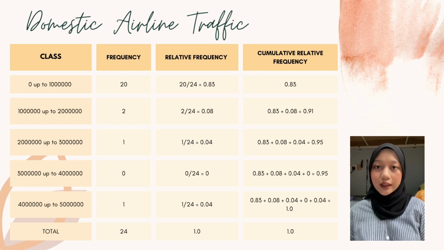After calculating the relative frequency, we will be finding the cumulative relative frequency. In order to get the cumulative relative frequency, we have to add the relative frequency of the first and the second class. Once we get the first cumulative relative frequency, the process will be continued until the final class and the total of the cumulative relative frequency is equal to 1.